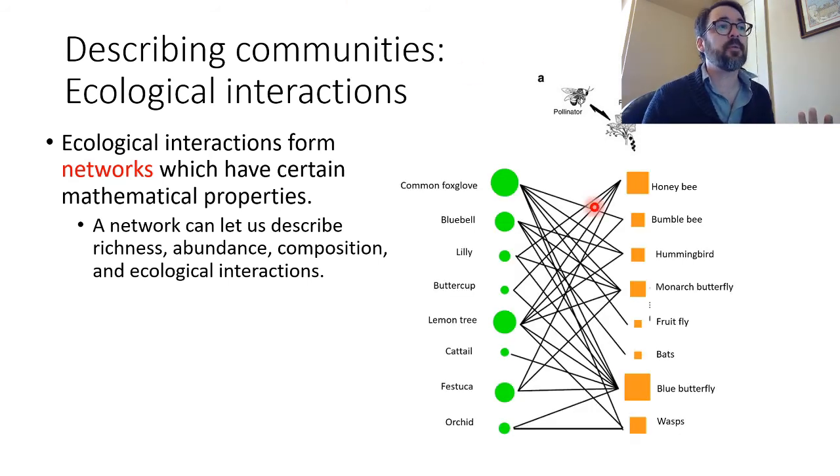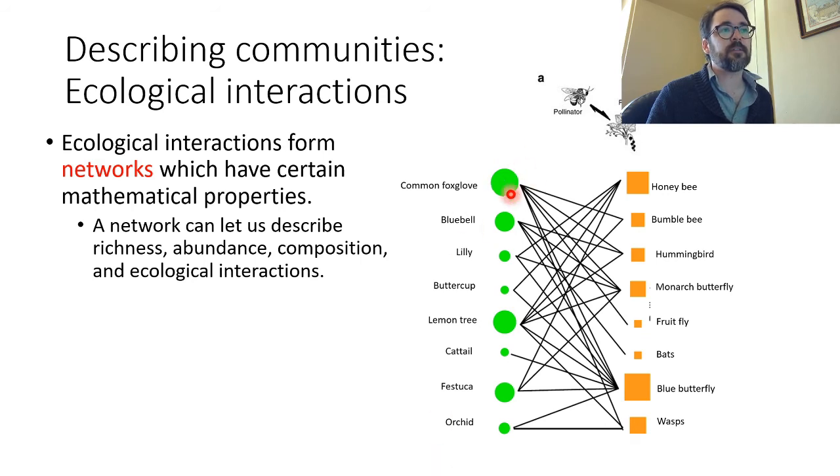So here's an example of a completely made up interaction network. So this is completely fake. But what I've done here is I've shown you a bunch of maybe plant species and a bunch of different pollinators, again, completely made up. You can see which ones interact with which other ones. We can see the composition in terms of their names.